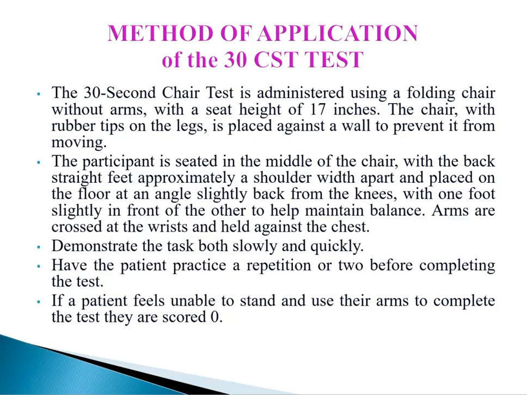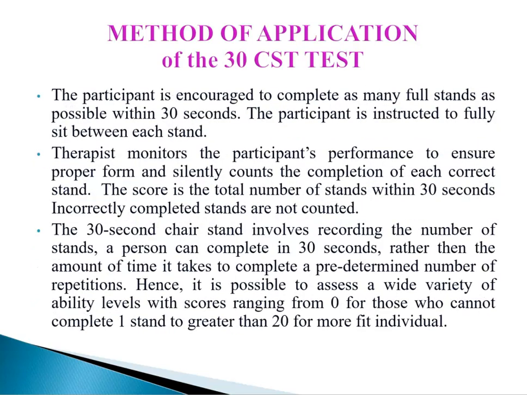The patient is shown a demonstration of the task, both slowly and quickly. Let the patient practice a repetition of at least 1 or 2 times before completing the test. If the patient finds it difficult to stand and uses their arms to complete the sit to stand, then they are scored as 0. The participant is encouraged to complete as many sit to stands as possible within these 30 seconds.